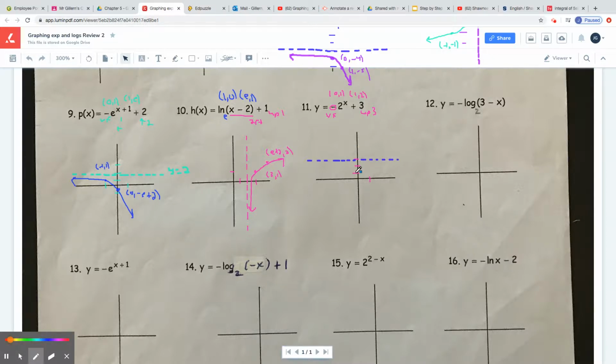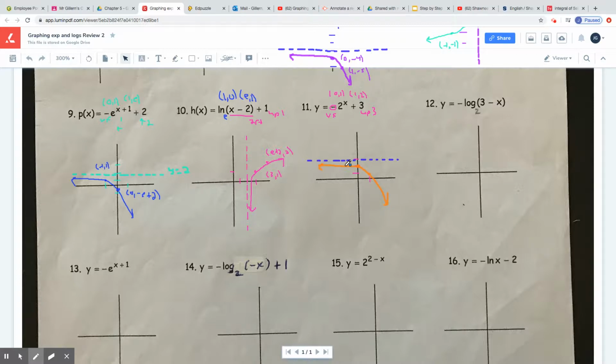So 0, 1 is normally here. Vertical flip, right? With my vertical flip, I move to 0, -1. Up 3 moves me here. You'll probably see we're always like 1 away from this asymptote every single time. All right, 1, 2 is here. I do a vertical flip. It puts it at 1, -2. Up 3 puts it to 1, 1. So I'll draw the graph in there.